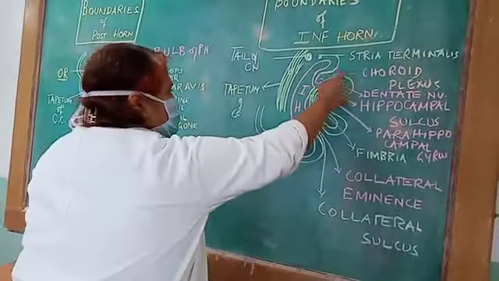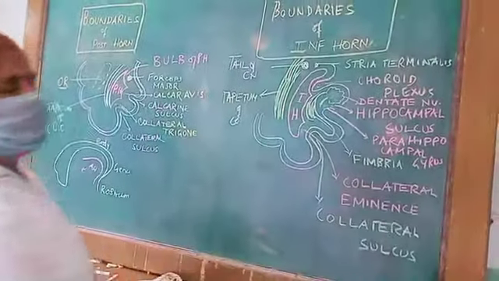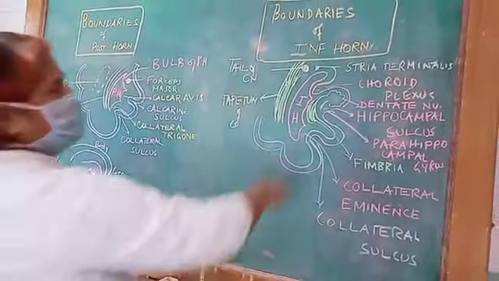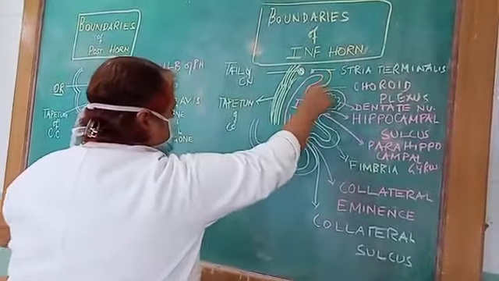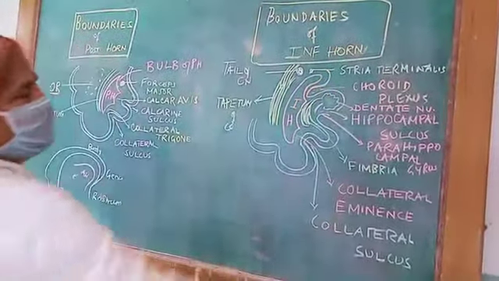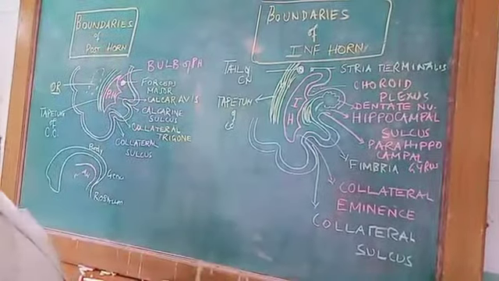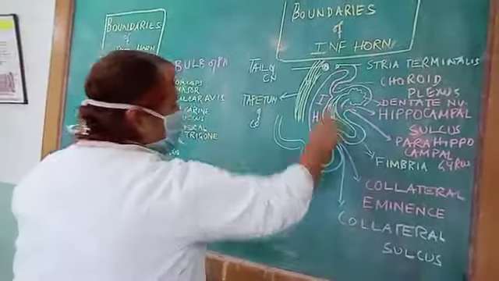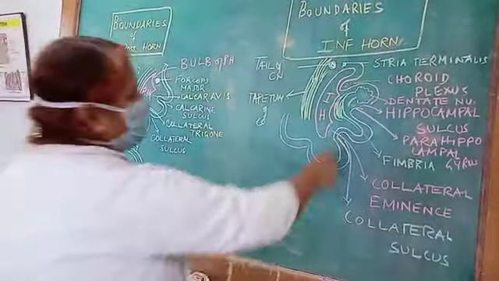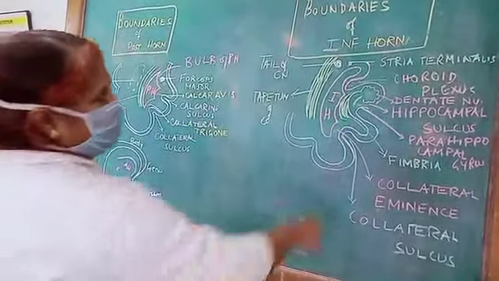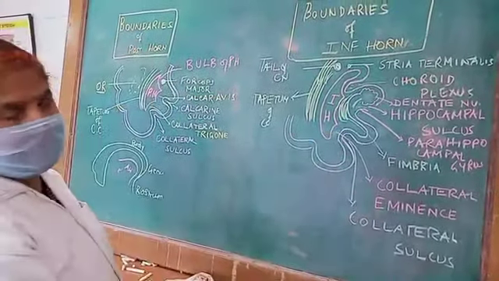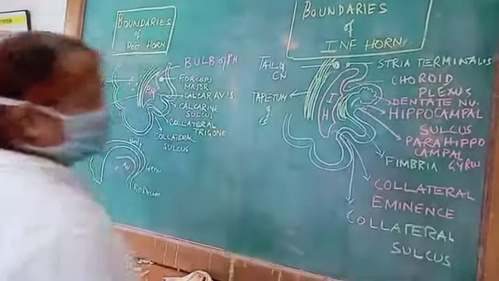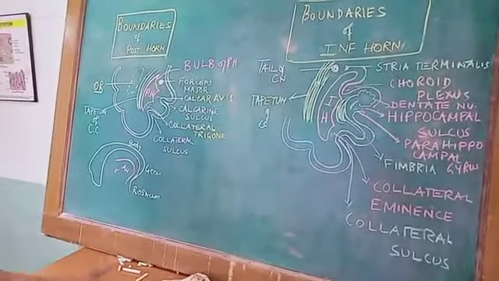Now within these there is a choroid plexus which is responsible for the secretion of the CSF. Most medially it is present. So on the floor there is a choroid plexus, pes hippocampi, deep to which is the dentate nucleus. This is the parahippocampal gyrus. Then we will come to the fimbria. Then we will come to the collateral eminence that is created by the collateral sulcus. So this is the boundary of the inferior horn.